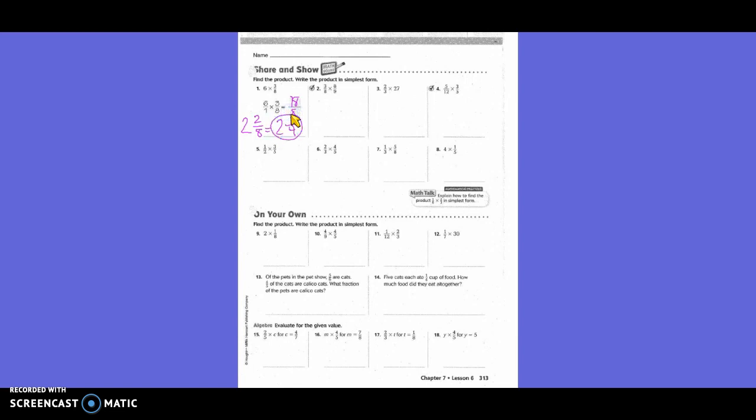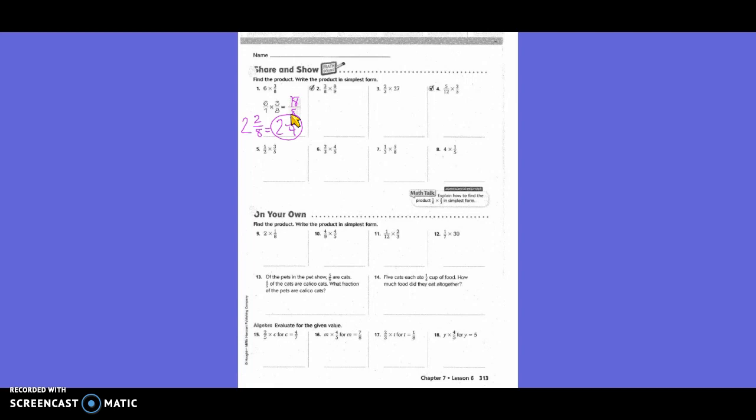Now on my next one, they have 3/8 times 8/9. What have I taught you guys? That if you can simplify to begin with, go ahead and do that, right? Is there any of these that I can go ahead and get rid of?